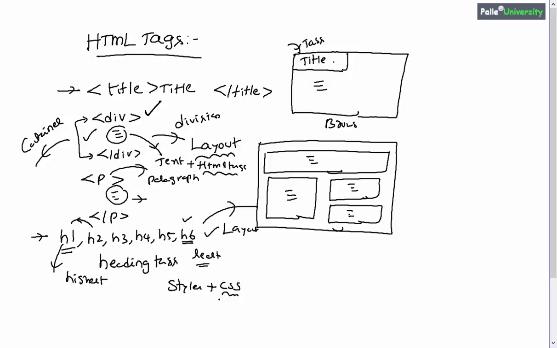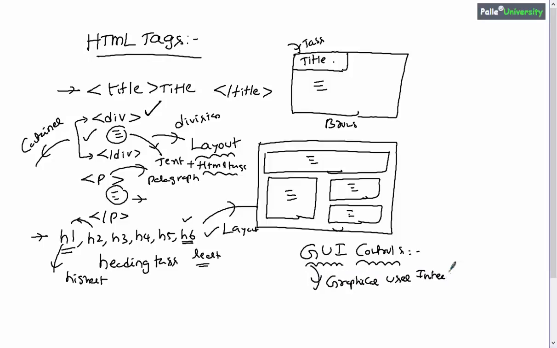Okay, so whatever it is, remember h1 to h6 tags are available in HTML. Now let us try to understand the GUI controls. Remember, in many cases while developing real-time web applications or websites, we might require allowing the end users to give some input into our application. So in order to take input from the end users, in general we will be using something called GUI controls. GUI refers to graphical user interface.